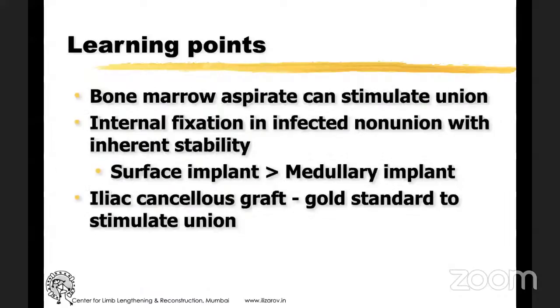The bone marrow aspirate can stimulate union. Internal fixation in infected non-union with inherent stability, a surface implant is better than the medullary implant. So iliac cancellous graft, as you know, is the gold standard to stimulate the union.